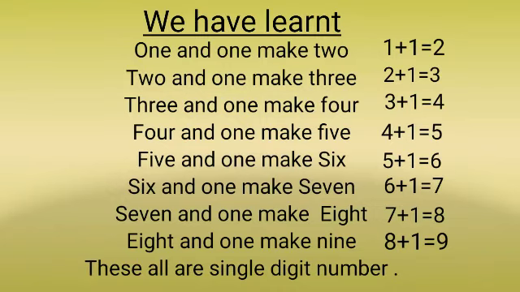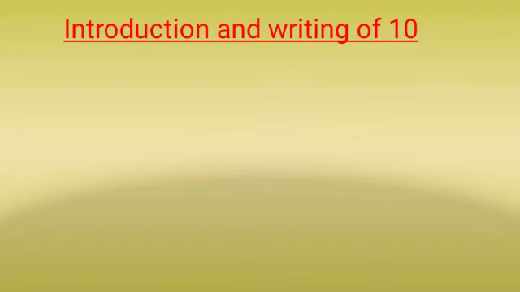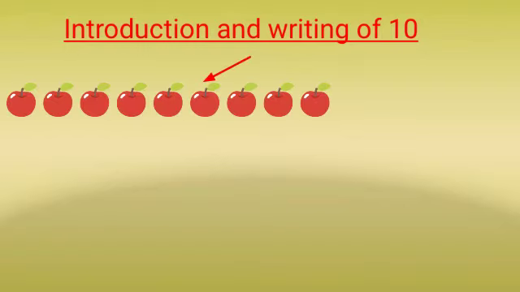Now let us see how we get 10. Children, count these apples. How many apples are there? 1, 2, 3, 4, 5, 6, 7, 8, 9, plus 1. So 9 plus 1 will give you 10. And 10 is a 2-digit number.